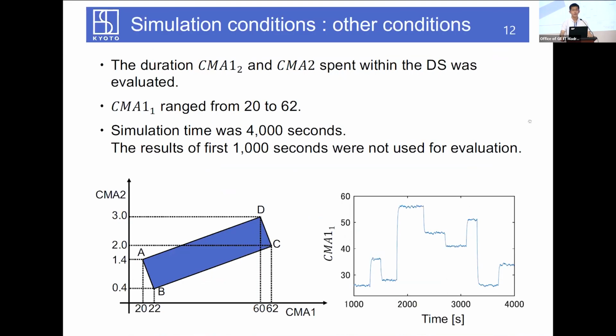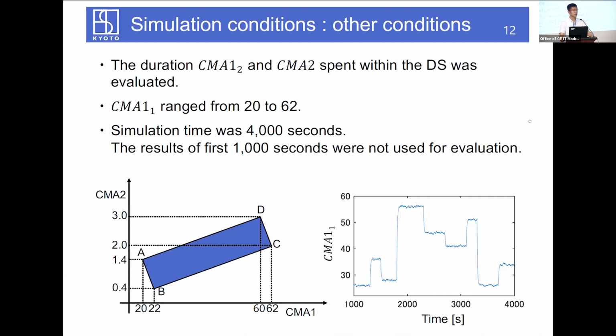Next, you see the DS used in the simulation. We evaluated the ability to maintain both CMA1 and CMA2 in the DS at the exit of process 2. To evaluate whether the CMAs could be maintained by controlling the downstream CMA in response to variation of upstream CMA, CMA1 was generated to vary in a range of 20 to 62, which is expected to keep CMAs within the DS. We ran the simulations for a total of 4,000 seconds, and the first 1,000 seconds were excluded from the result to remove the influence of the initial values.